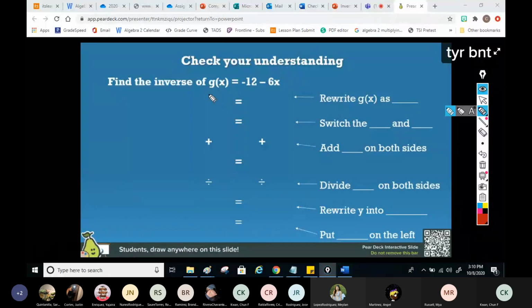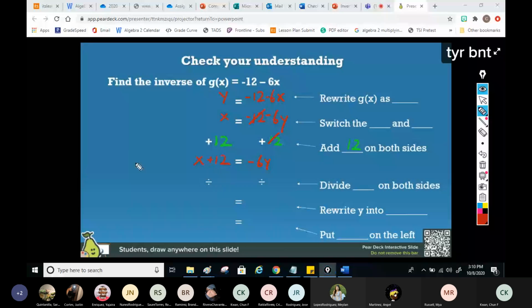The first 2 steps are super easy. Rewrite g of x as y, and then switch the x and the y. That part shouldn't be any problem. The next step is where we have to start actually doing math. You have to add 12 on both sides, so that means they will cancel out. You'll have just the negative 6y, and on the left, you have x plus 12.